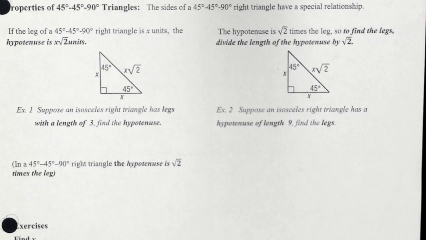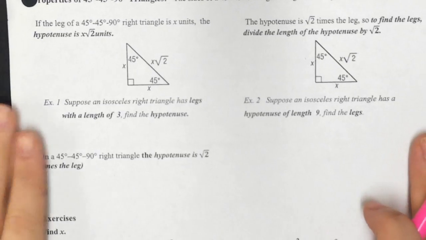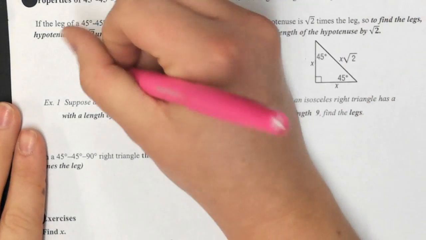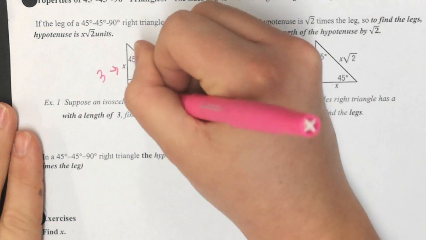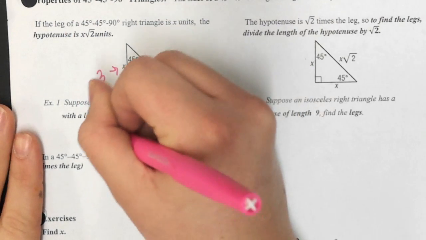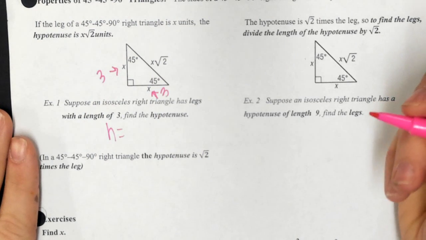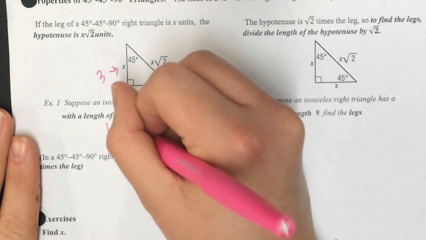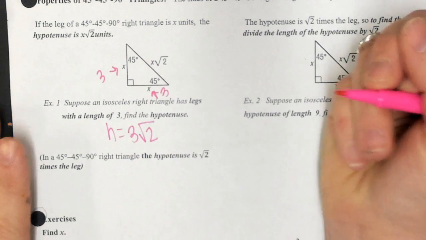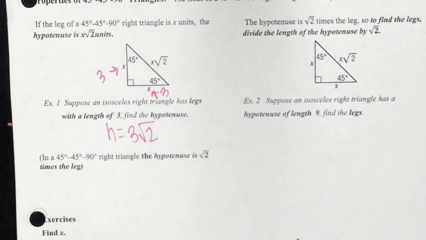Let's look at example 1. Suppose an isosceles right triangle has legs with a length of 3. So in this case, x is 3 and x is 3. So what is the hypotenuse? Yeah, not a trick question. This one is not. 3 square root of 2. That is the best case scenario. That is the easy way. It's easy if we know what x is and we find the hypotenuse.